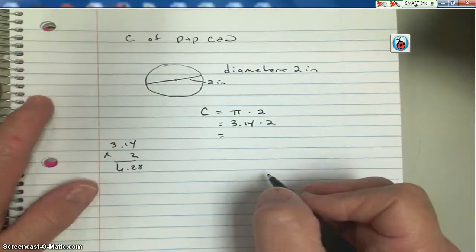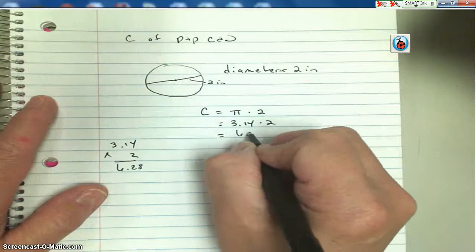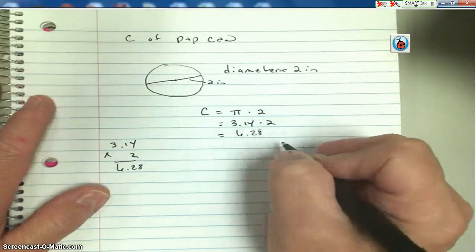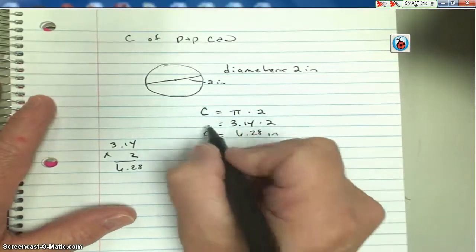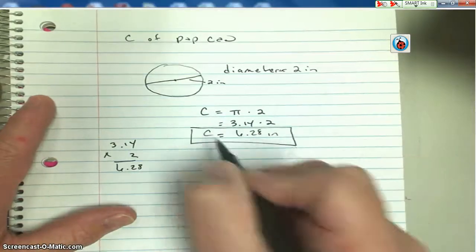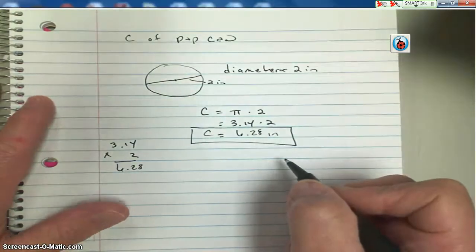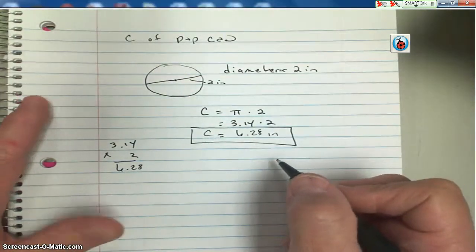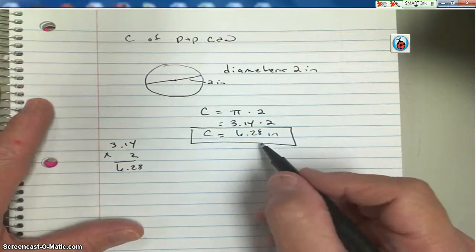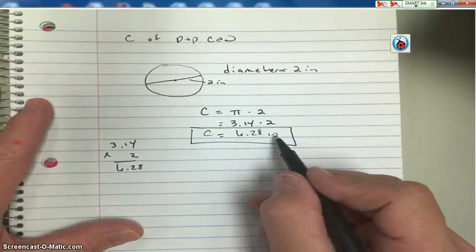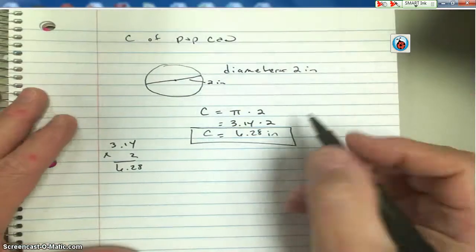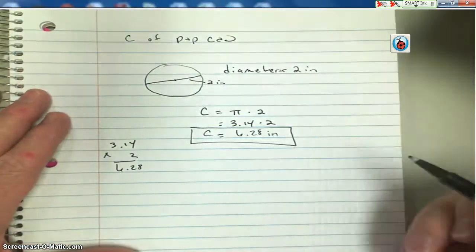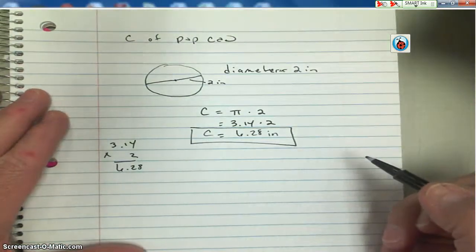You can calculate that. And so 6.28, and we have inches. And so we would say that our circumference is equal to 6.28 inches. And just like we do with perimeter, we are simply measuring the unit of measurement, but because this is not area, we don't put anything like a squared label on it.